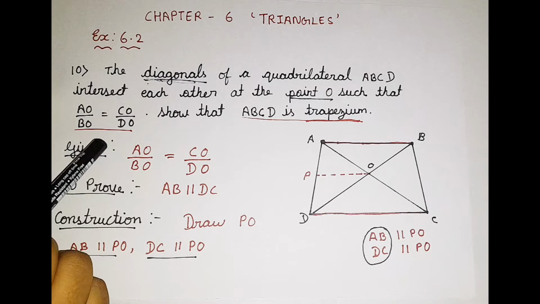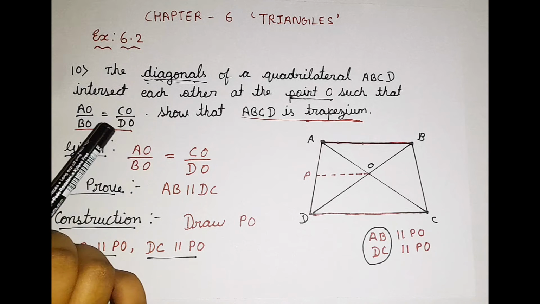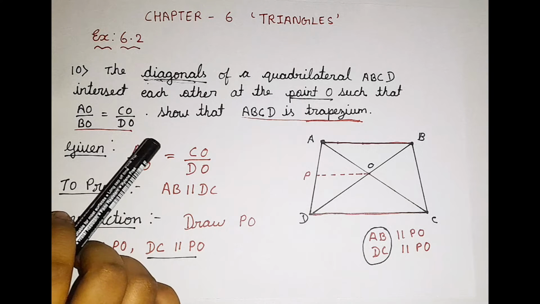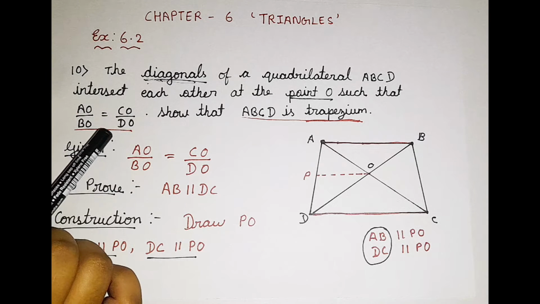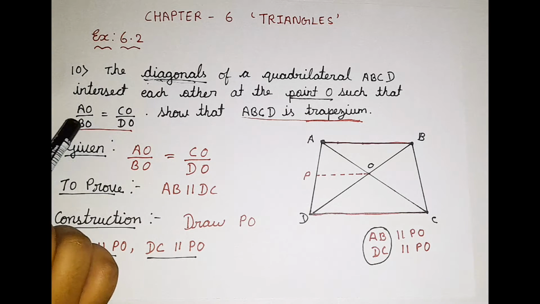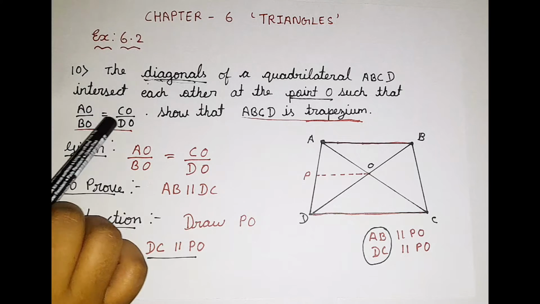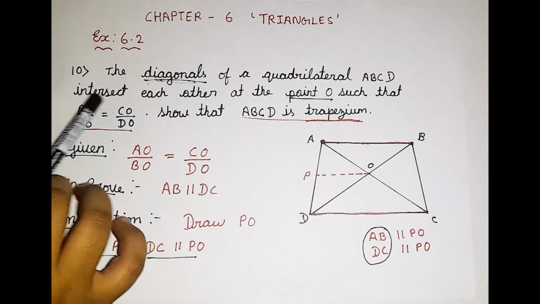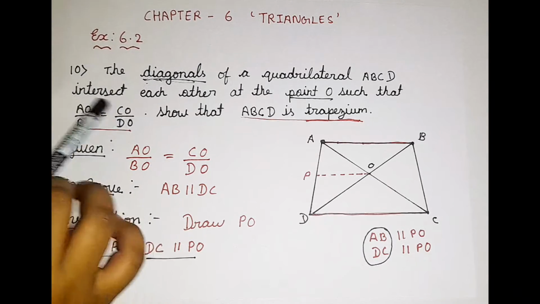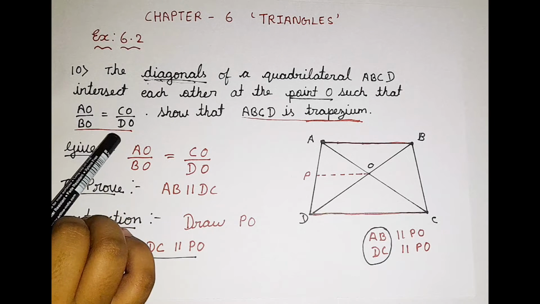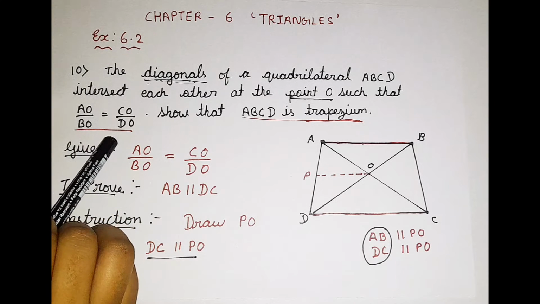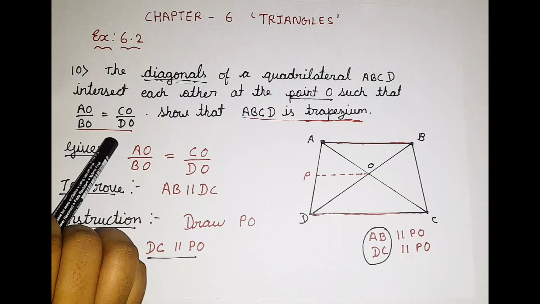Okay, so remember, in the majority of the questions we usually use BPT, though they ask us to show that AO by BO is equal to CO by DO. So if it is already mentioned in the question, we are supposed to use converse, am I right? But we are supposed to use BPT as well.